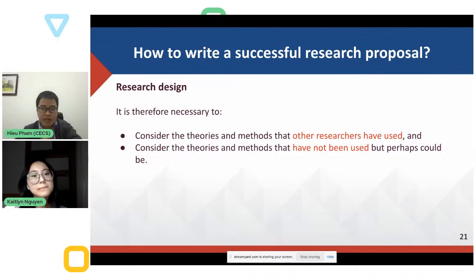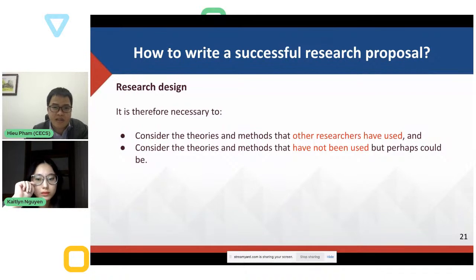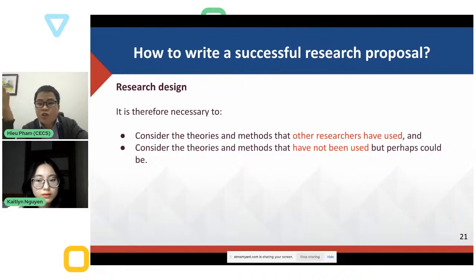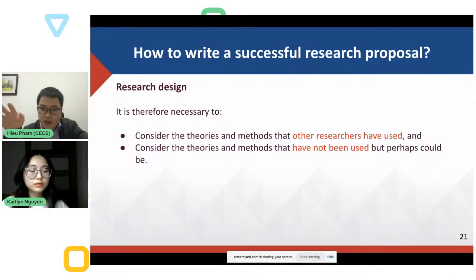So we have two key factors to have a good research design here. It should consider the theories and methods that researchers have used. And you should also consider the methods or techniques that other researchers have not used to solve the problem. So if you try to use something that has not been used, and you show that it can give you a good result, it means the research has a novelty, right?